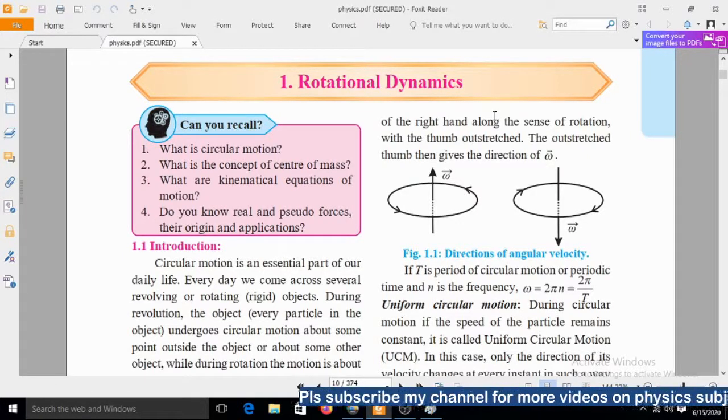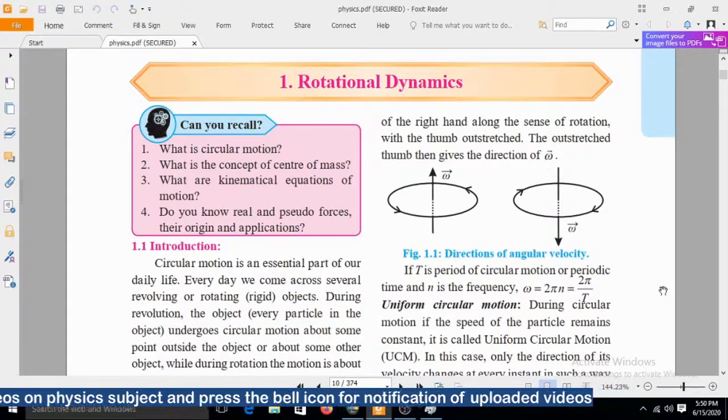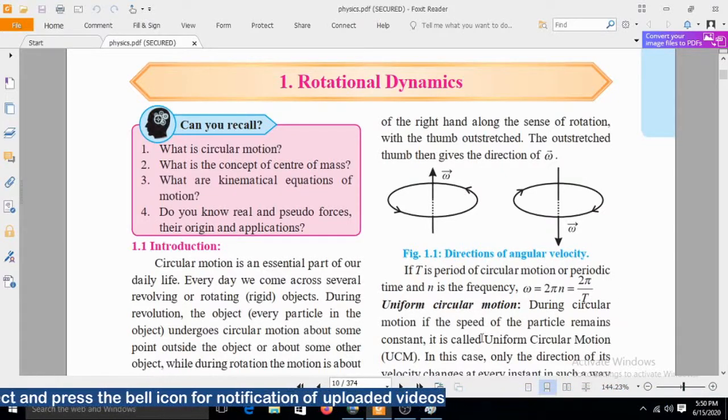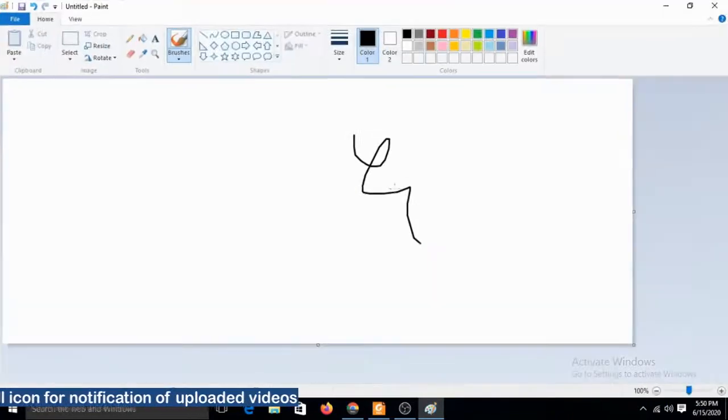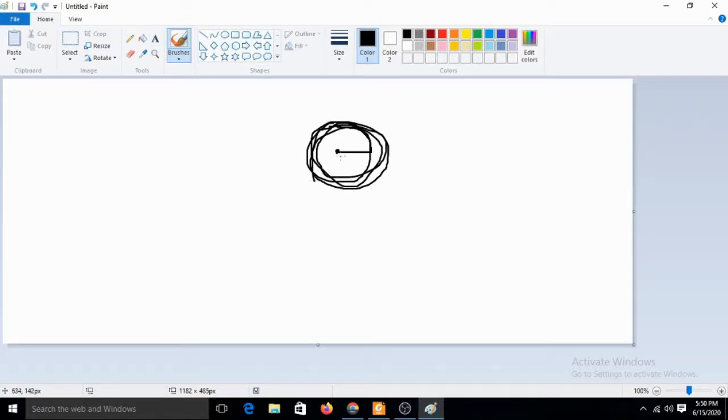Okay, we'll start with the chapter rotational dynamics. See, rotational dynamics is all about rotations actually. So what is rotational motion? What it means, suppose, see over here in paint I will try to show you. This is the circle, suppose, and as you all know it has a center point and a body object that rotates taking this radius round and round, with the center as the axis. The body is rotating over here with the center as the axis.